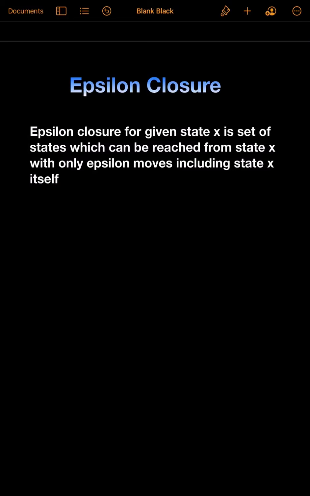Epsilon closure for a given state X is a set of states which can be reached from state X with only epsilon moves, including state X itself. That means we have to find all the states which can be reached from the present state on one or more epsilon transitions. Let's have an example so that you get the concept of epsilon closure.